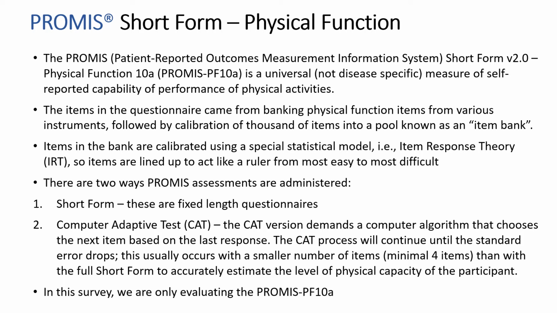One way is a short form. Just like the traditional instruments, it has 10 items to be administered to patients. Another way is the computer adaptive test, CAT. The CAT uses a computer algorithm to choose the next item based on the patient's response to the last item. Using the computer to choose in this way will allow a smaller number of items to be answered to give an accurate estimate of the physical function. For this project, however, we are only evaluating the PROMIS physical function short form.